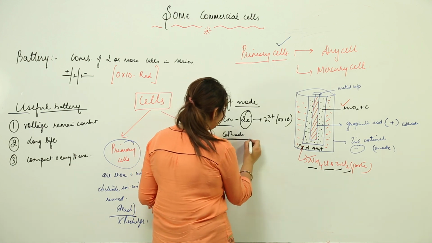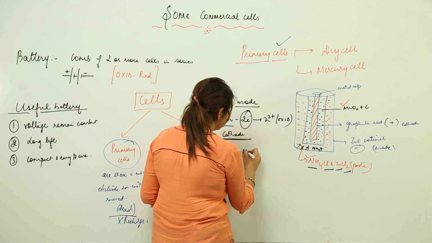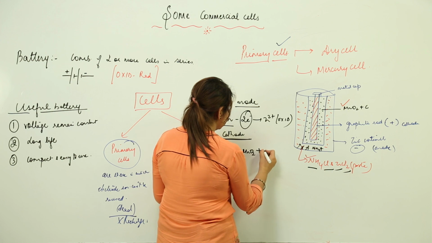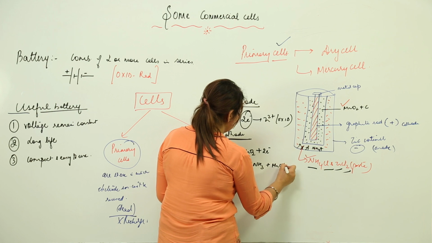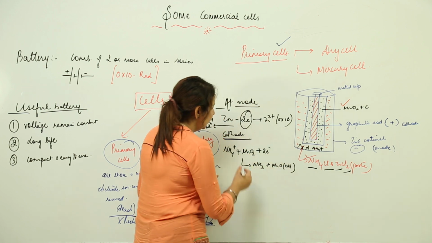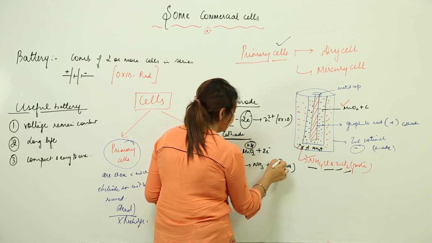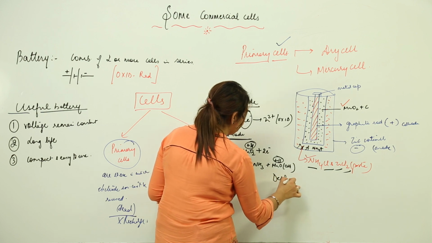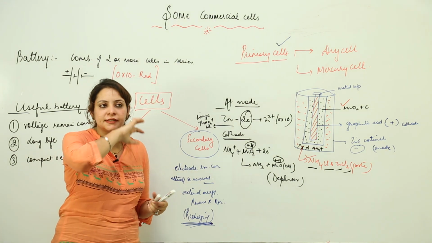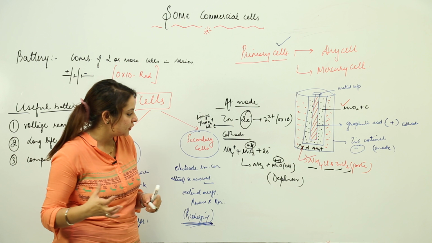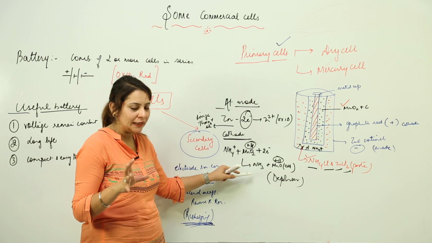So what happens at the cathode is that ammonium ions plus MnO2, which acts as a depolarizer, plus the two electrons, unite to form ammonia plus a compound, MnOOH. Here the oxidation state is +4 and here it is +3. So manganese is acting as a depolarizer. A depolarizer is a substance whose oxidation state gets changed in the electron transfer process. As you can see, here it got transformed from +4 to +3. So MnO2 acts as a depolarizer.